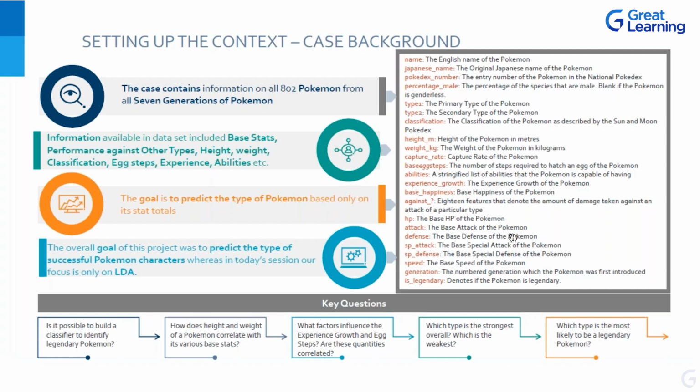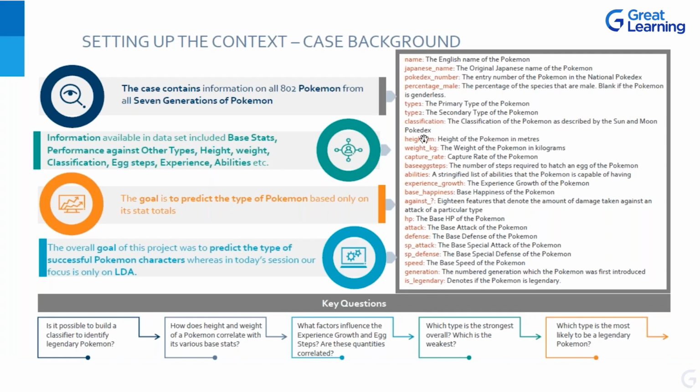So these are kind of strings, explained in terms of their ability. So experience growth, their base happiness number. There are 18 variables which we're talking about, the against numbers. I'll take you on to the data and talk about that, which will show the amount of damage taken against a particular attack by a particular type of Pokemon. So the base HP, the attack, the defense, the special attack of the Pokemon, the special defense, the speed, the generation, and whether the Pokemon is a legendary or not. So it's a simple classification.